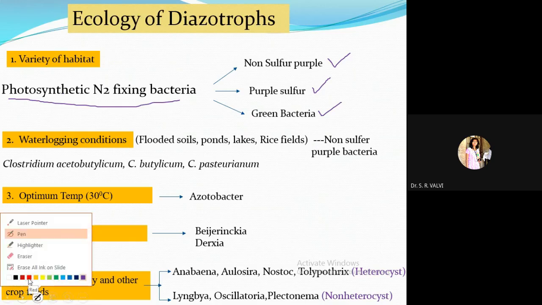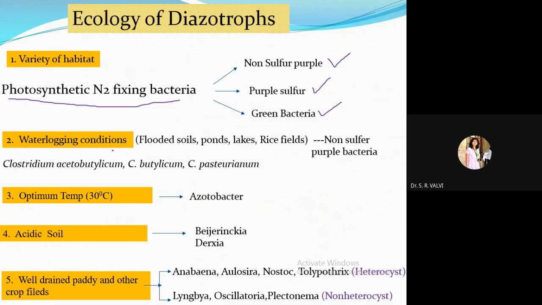Let me change to waterlogging condition. So what is waterlogging condition? It is a condition where water is present always. Here we have flooded soil, then ponds, lakes, then rice field. In these flooded soils, ponds, lakes and rice fields, which kind of diazotrophs are going to be present? Here I have mentioned non-sulfur purple bacteria. This non-sulfur purple bacteria is present in flooded soils, ponds, lakes and rice fields.